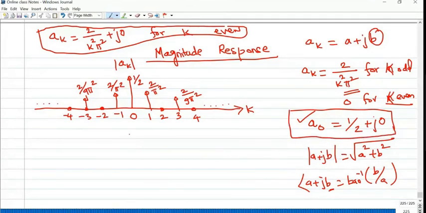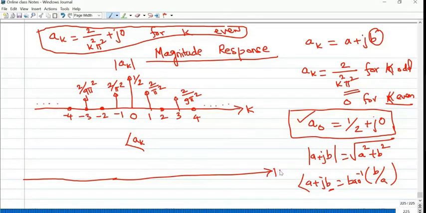Right. Now phase response, angle of AK, K versus angle of AK. So the imaginary part is 0 for AK, even for A naught also. So for all the values of K, tan inverse of 0 by something. So tan inverse of 0 is 0 degree. So for K 0 also 0 degree, 1 also 0, 2 also 0, 3 also 0, 4 also 0. Similarly, minus 1, minus 2, minus 3. For this particular signal, this is the phase spectrum.